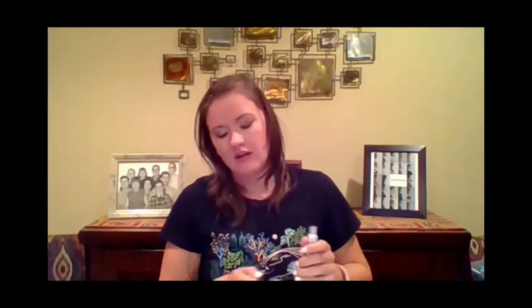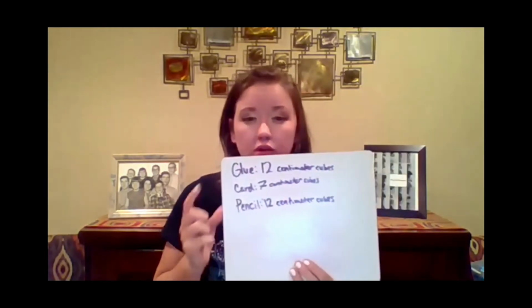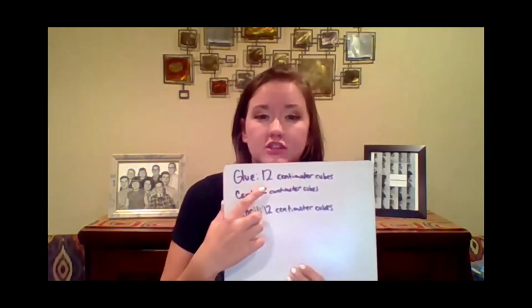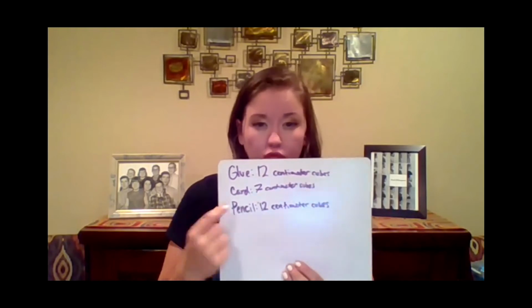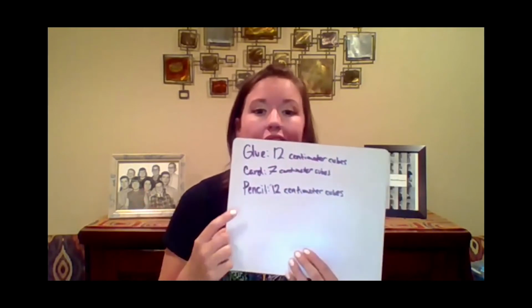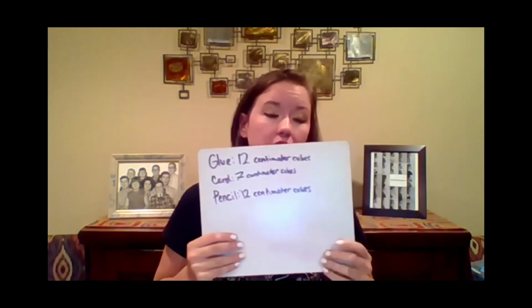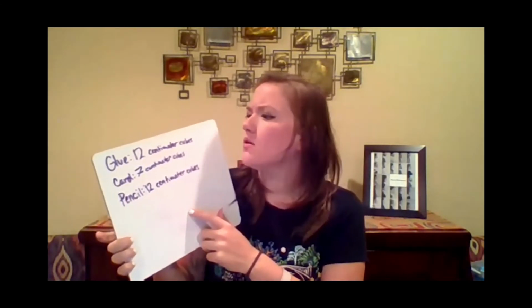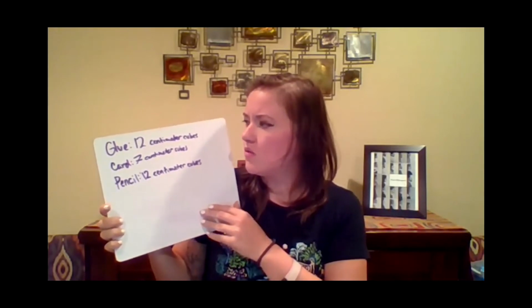All right, so as I just said, let me come back. Perfect. So we saw that this was our list. We had our glue bottle, which was 12 centimeter cubes long, our card, which was 7 centimeter cubes long, and our pencil was 12 centimeter cubes long as well. So now we gotta talk about the difference. So when we are comparing the glue to the card, what's the difference between the two? Well, one's 12 and one's 7.